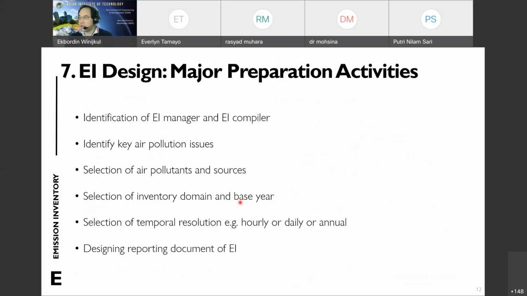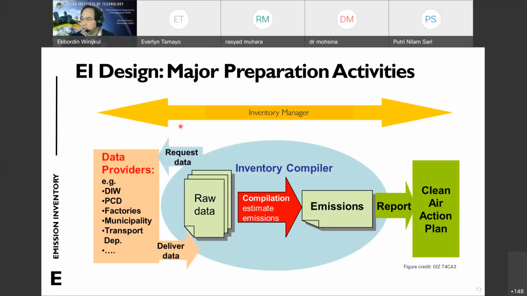Okay, so these are the activities that we need to conduct in order to prepare the emission inventory. The first one, you need to identify the emission inventory manager and the emission inventory compiler. Maybe one person or a group of people, that doesn't matter, but these two groups of people need to be identified. The emission manager is the one who looks at the overall activity of the process, including looking for the sources of information that will be used to develop the emission inventory.